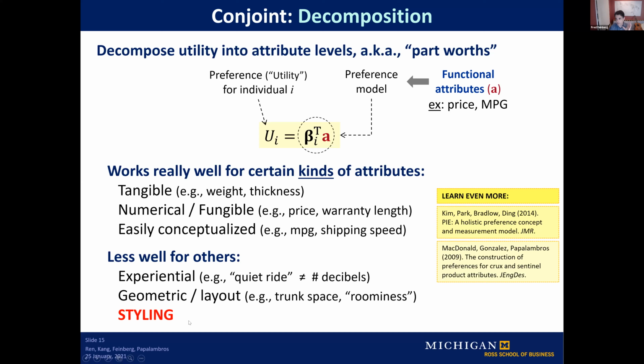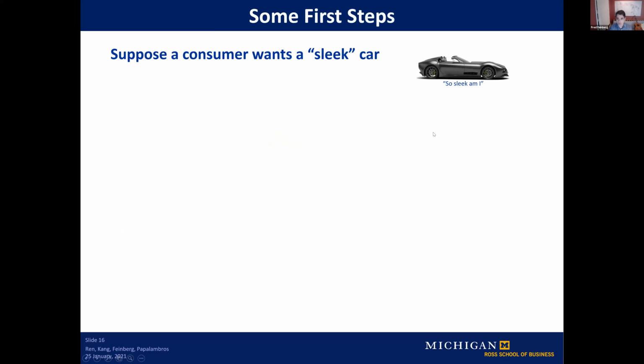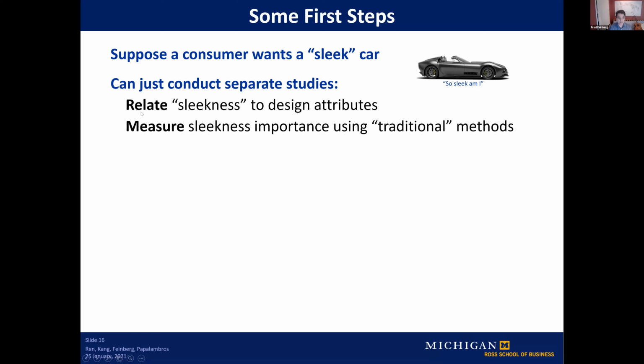But above all, it's styling. How do things look? And people have been trying to do this for a while. It's gotten really stepped up in the last few years, and I'd like to give you a sense of why that's difficult. So suppose a consumer wants a sleek car. This car is sleek. I think you'd all agree. Why don't we conduct separate studies? We can say sleekness. What is the essence of sleekness? Can we connect it to other attributes that we can manipulate?